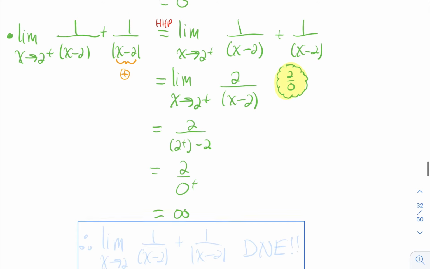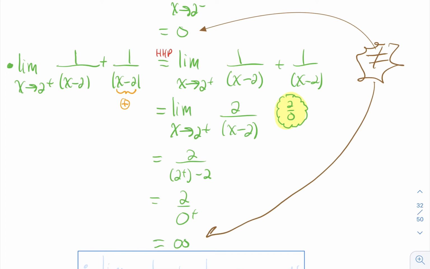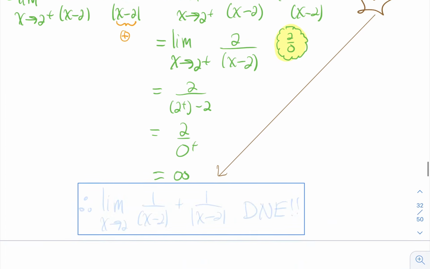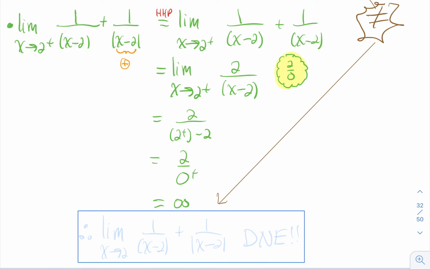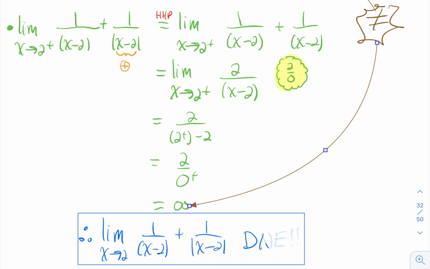So of course, when you compare the two limits, these two limits are not equal. And because they're not equal, therefore, let me just go back here. I need some room. So the limit as x approaches 2 of 1 over x minus 2 plus 1 over the absolute value of x minus 2 does not exist. Yep, it does not exist.